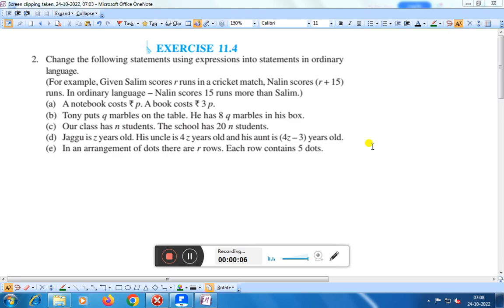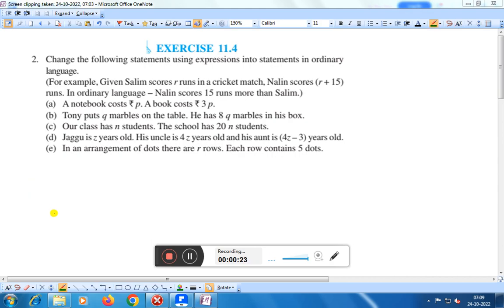Change the following statements using expressions into statements in ordinary language. For example, given Salim scores R runs in a cricket match, Lenin scores R plus 15 runs. In ordinary language, Lenin scores 15 runs more than Salim.